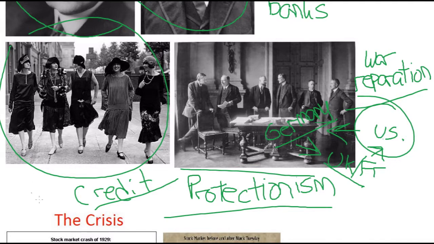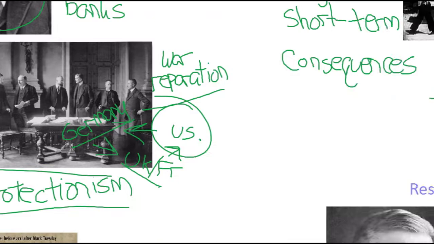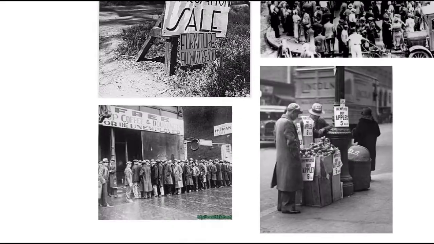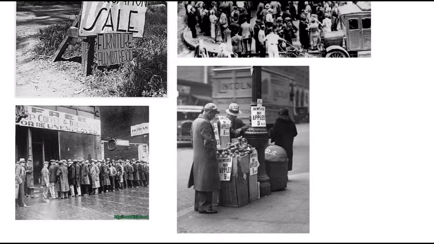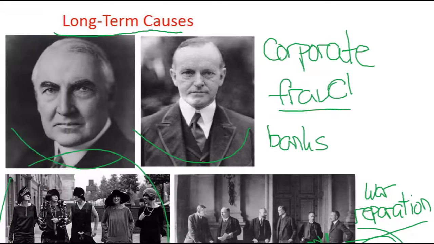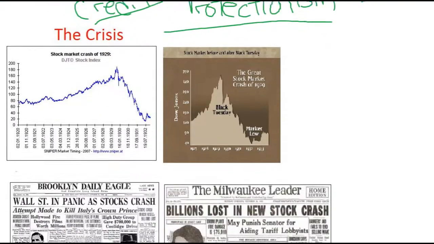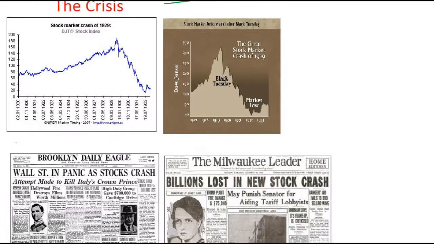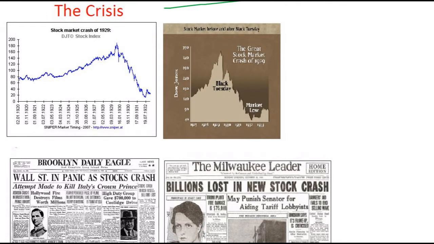Well, these are some of, like I said, some of the long-term consequences that made both the United States economy and also the world economy far less stable by the end of the 1920s than it had been at the very beginning of the 1920s. But the crisis itself, the crisis that brings about the Great Depression, really took place in 1929.